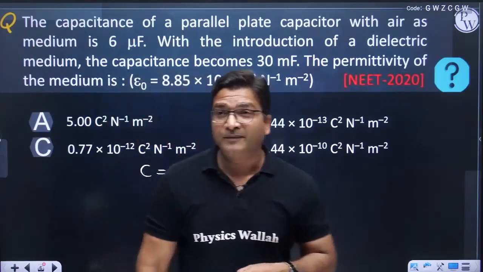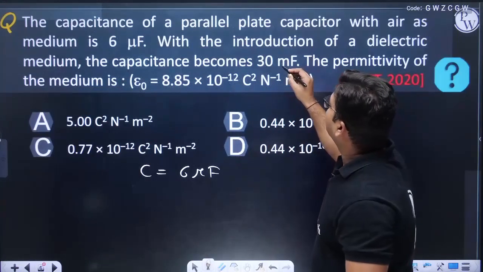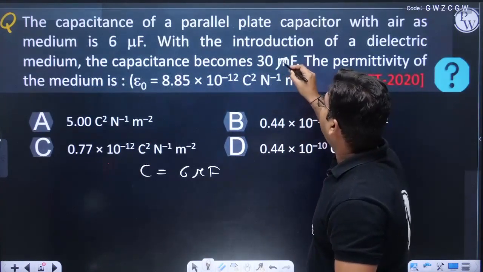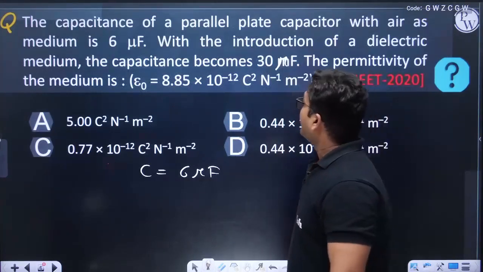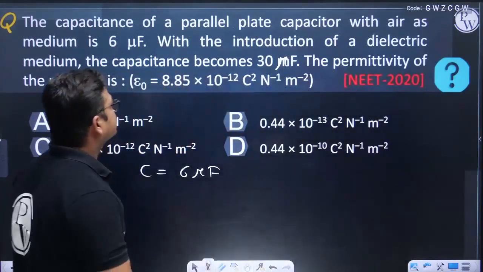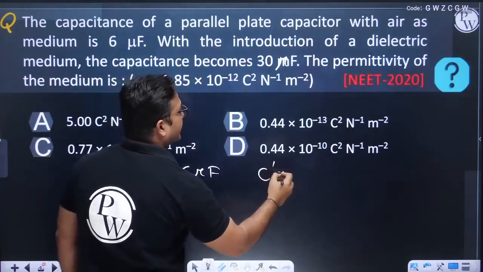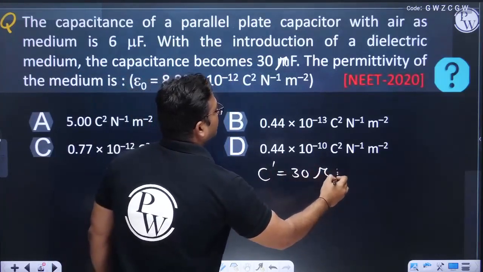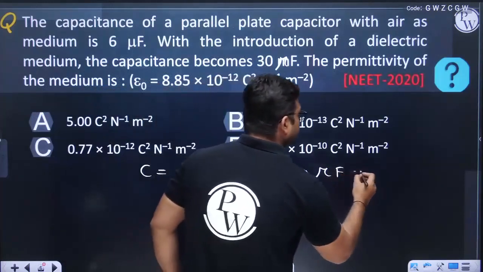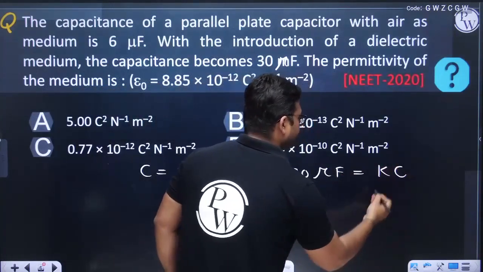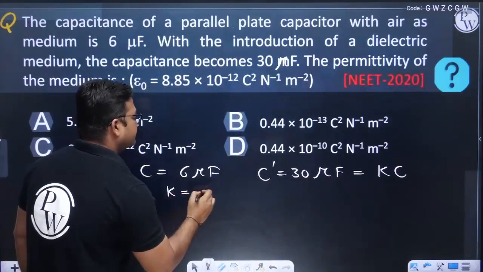the new capacitance becomes 30 microfarad. Actually, this is not a millifarad, it is microfarad, there is some typo error. So the new capacitance becomes 30 microfarad. I can write C dash as 30 microfarad. But as you know, C dash is equal to K times the old C. Just put C as 6 here, you will find K equals 5.